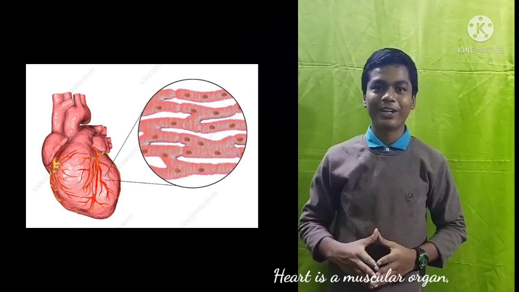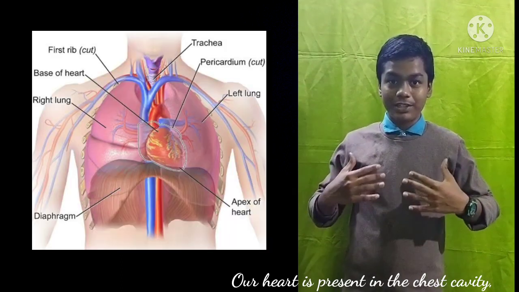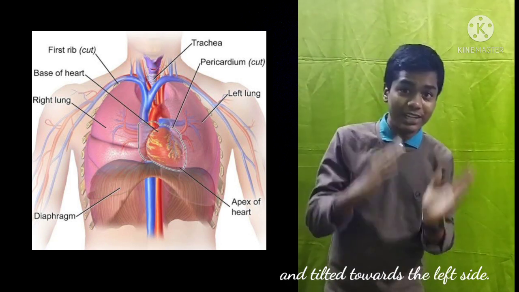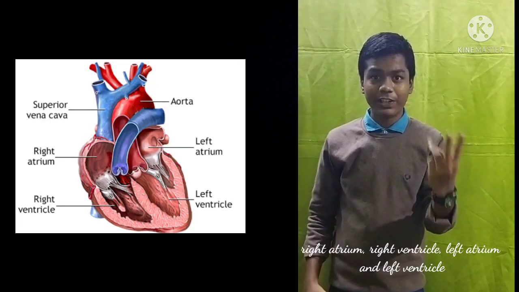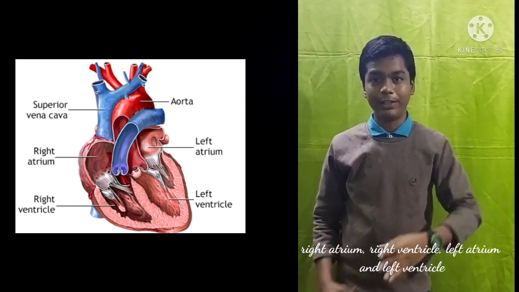Heart is a muscular organ made up of cardiac muscles. Our heart is present in the chest cavity and tilted towards the left side. On average, our heart pumps nearly 5 liters of blood per minute. Our heart comprises of 4 chambers, namely right atrium, right ventricle, left atrium and left ventricle. Let us differentiate between them.